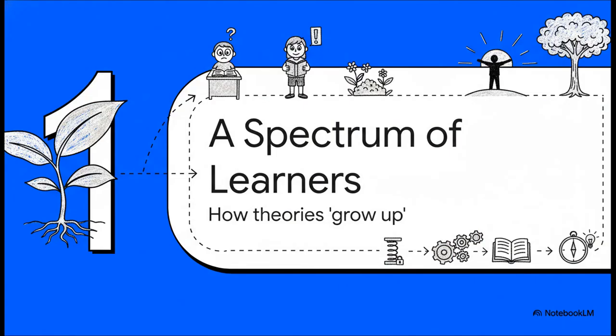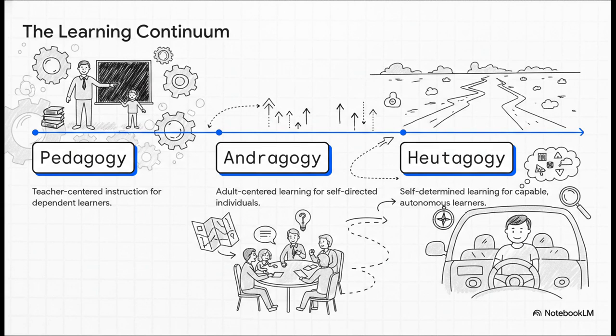So here's the main idea, and it's actually pretty simple. Think of learning theories as, well, growing up, just like people do. We're about to walk through this whole spectrum, starting from when we're dependent learners in a classroom, all the way to becoming totally self-directed in our jobs and in life. And this timeline maps out that journey perfectly.